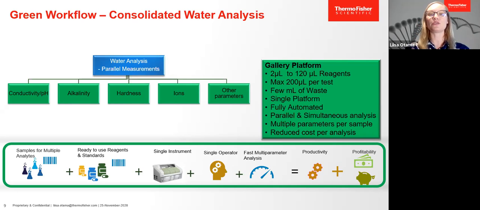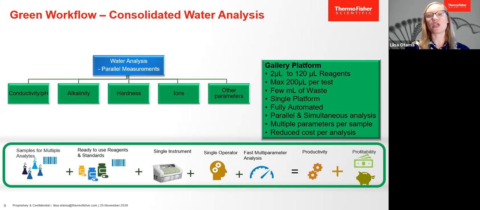What you need to do is you need your operator to place the reagents in, place the samples in, and ask the instrument to run your testing. Because the instrument is doing multiple assays simultaneously, you do get the results very, very fast. This will not only increase your productivity, but also the profitability. So saving time and saving money.